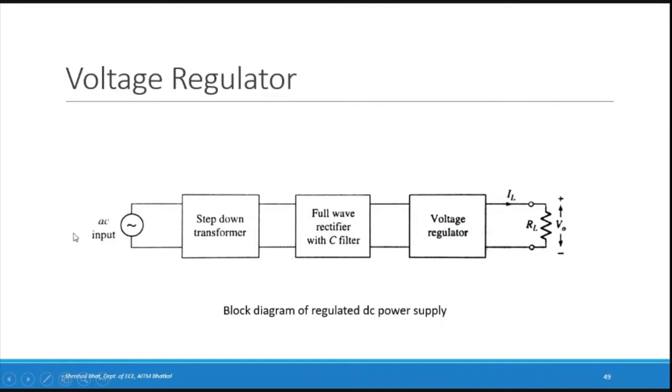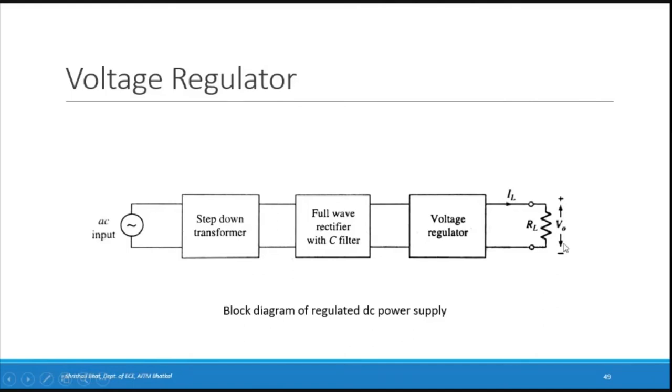Normally, for AC to DC conversion, you start from an AC, then you have a step down transformer, then a rectifier, then a filter, and after that you use this regulator circuit. Then whatever you get is a constant DC output voltage. That is treated as a power supply. So this is the block diagram of a regulated DC power supply.